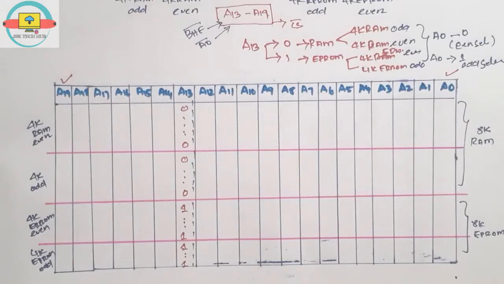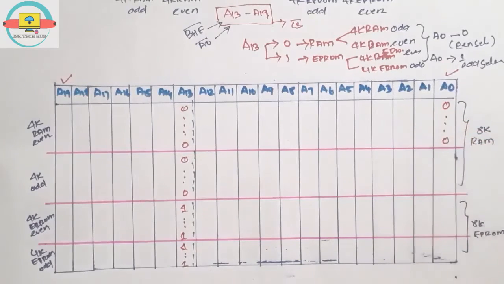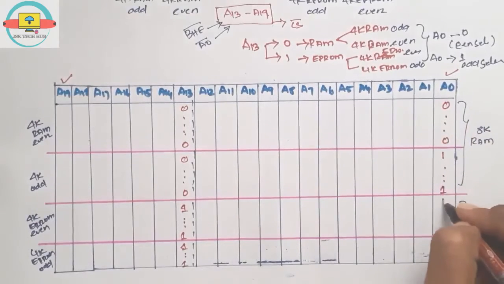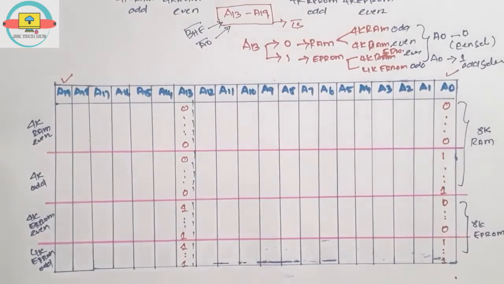A0 is equal to 1: the processor currently selects the odd bank memory. So we fill 0 for even bank selection and 1 for odd bank selection. Similarly, 0 for the EEPROM even bank and 1 for the EEPROM odd bank memories. Then we fill the remaining lines, A1 to A12.